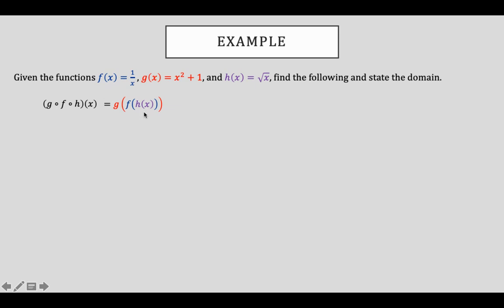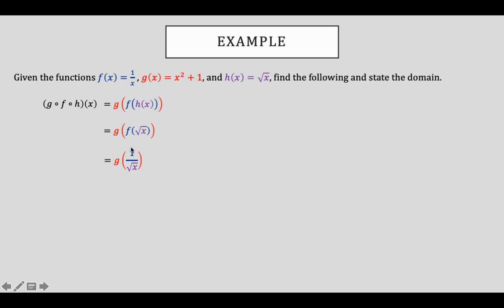This means we are taking the function h of x, plugging it into f of x, and plugging all of that into the function g. Well, just as before, same concept. Let's work from the inside out. What can we replace h of x with? Well, h of x is equal to root x. All right. Now we need to evaluate f of root x. That means I'm going to replace every single x in our function f of x with a root x.